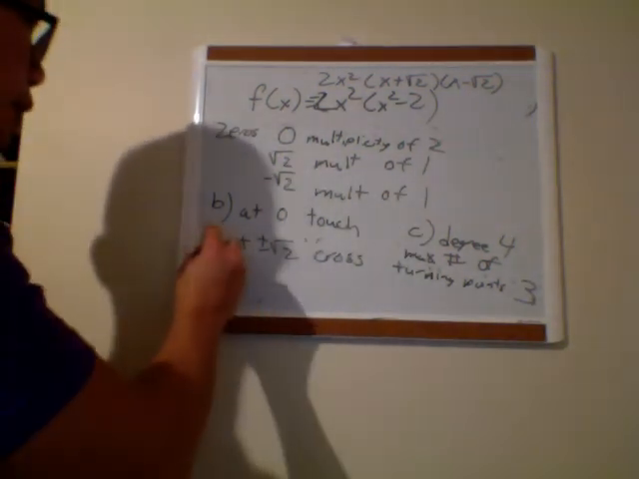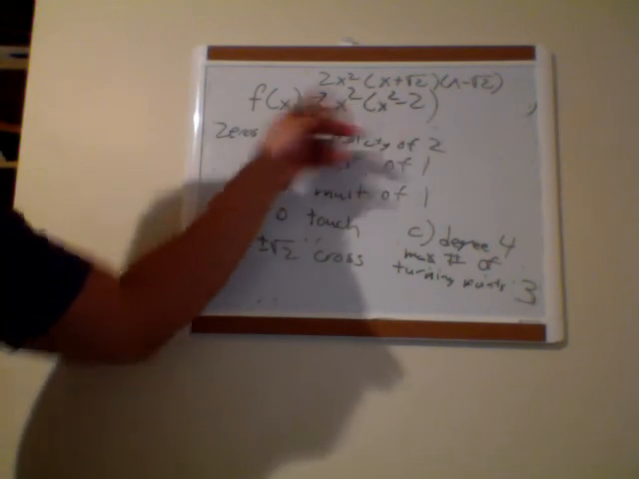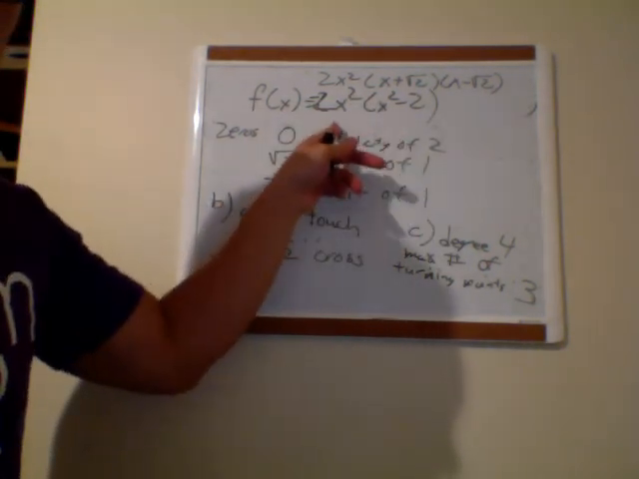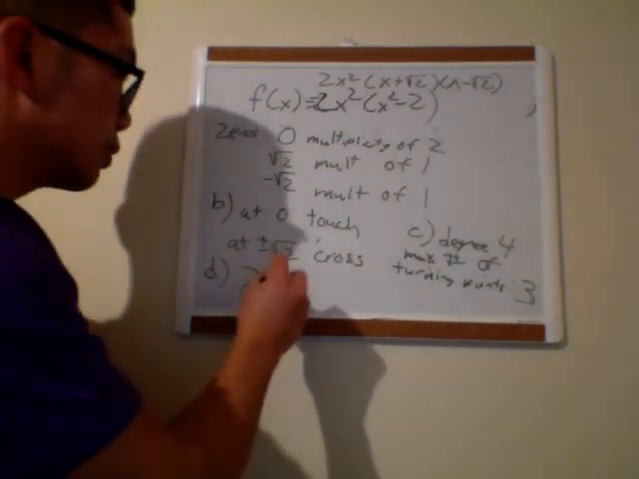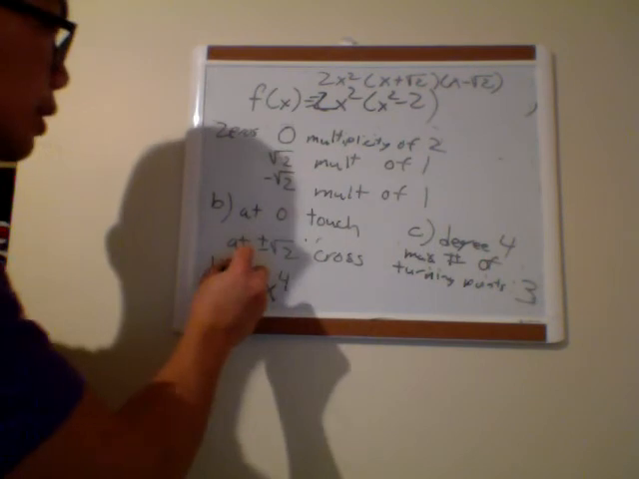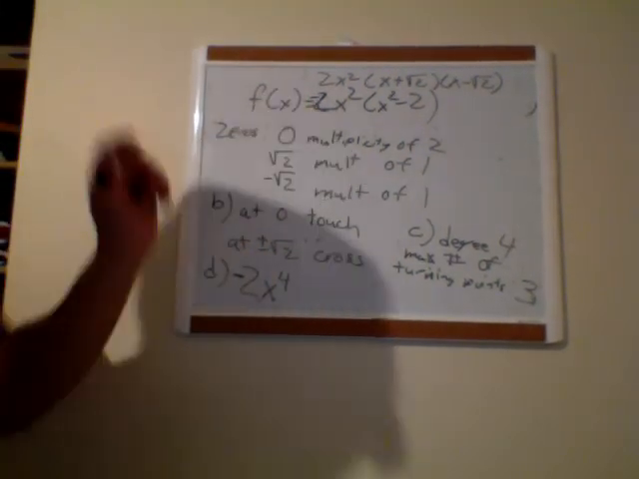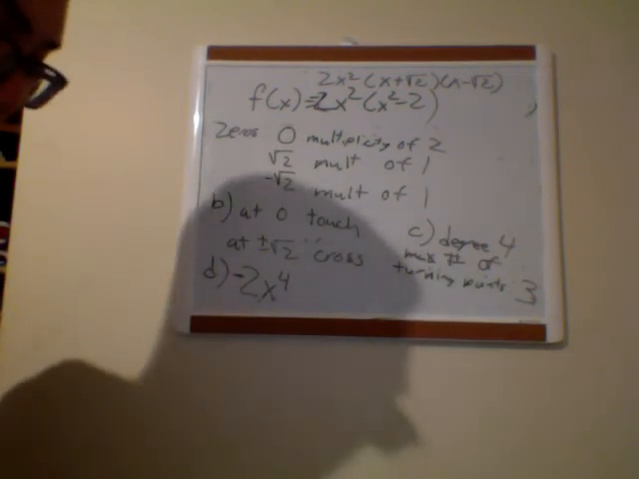And then letter D, I'm going to do here, what is my end behavior? Well, it's the highest degree term. If I multiplied this out, my highest degree term would be 2x to the fourth. So my end behavior is 2x to the fourth. Or sorry, negative 2x to the fourth, since there's a negative there that I didn't see. So that's your end behavior for that question.